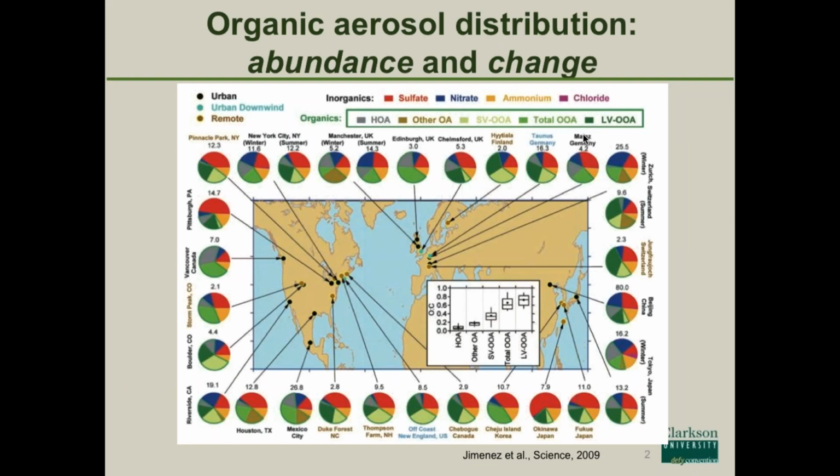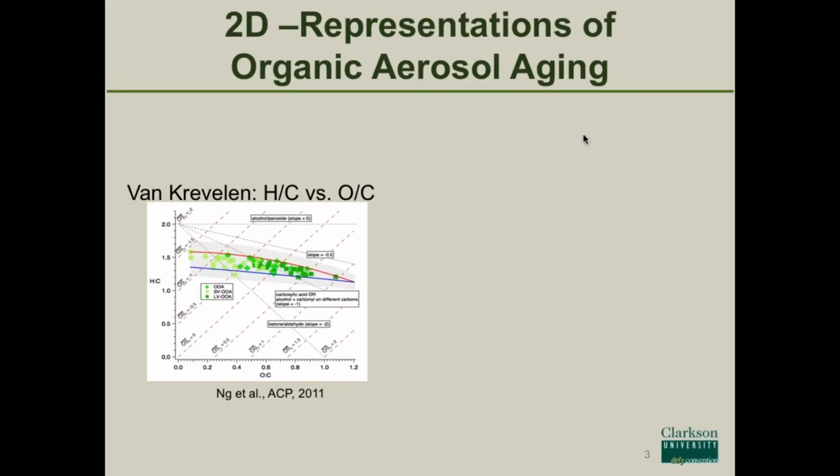Another thing is that it keeps changing. It's not a single quantity. It changes as it ages in the atmosphere. Initially, they might start life as very low-oxidized hydrocarbon-like organic aerosol, and then as they age, the oxidation level increases, and they get oxidized. So they keep changing. And there are a bunch of ways to represent change of organic aerosol. One successful way is to look at elemental ratios: y-axis hydrogen to carbon ratio, x-axis oxygen to carbon ratio, and that's the van Krevelen plot.